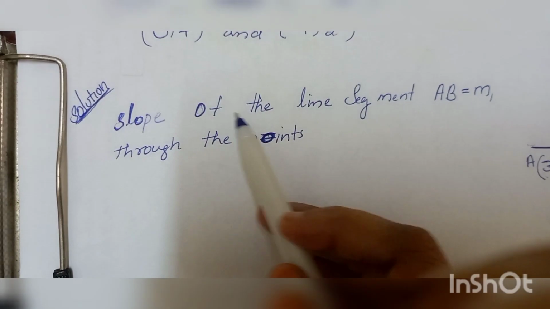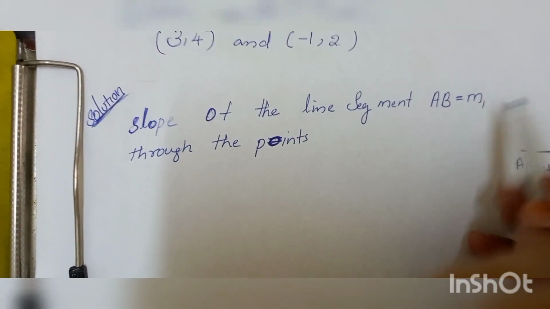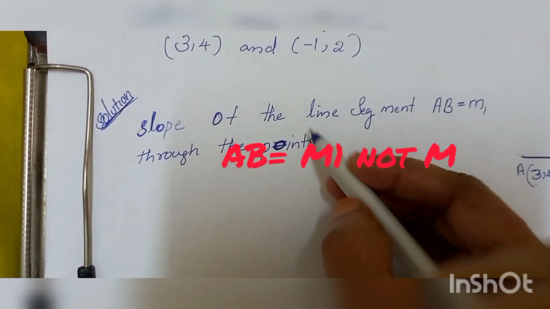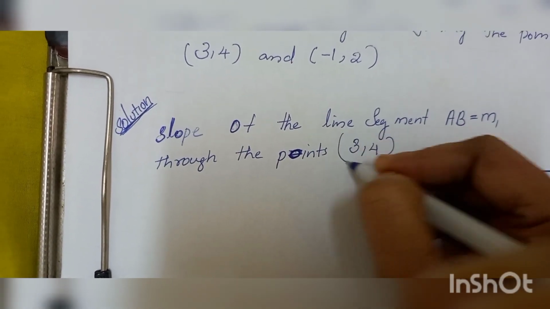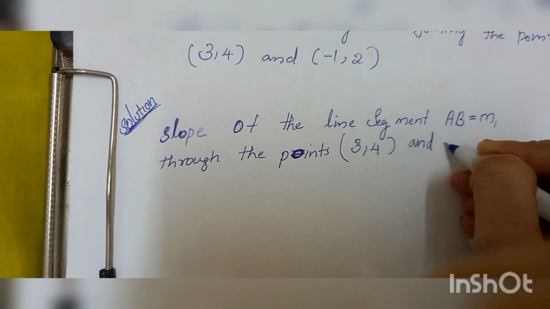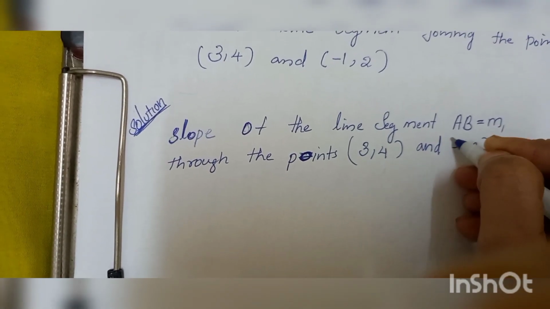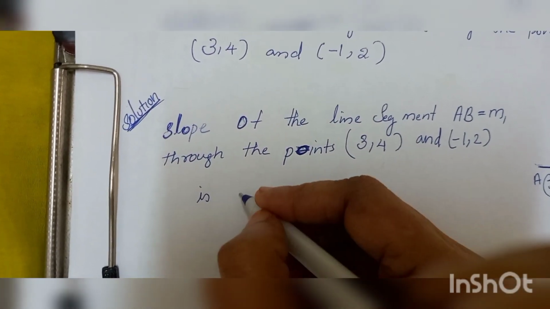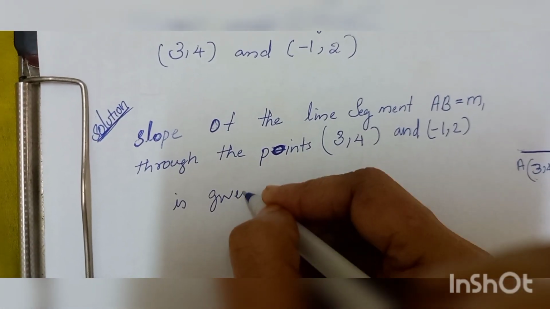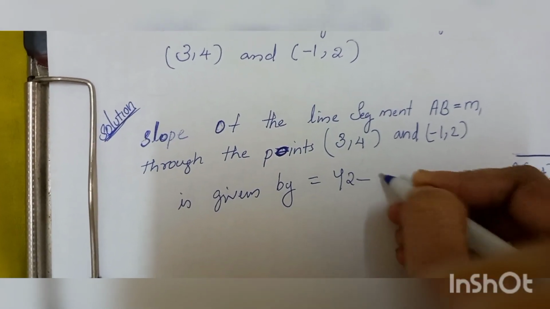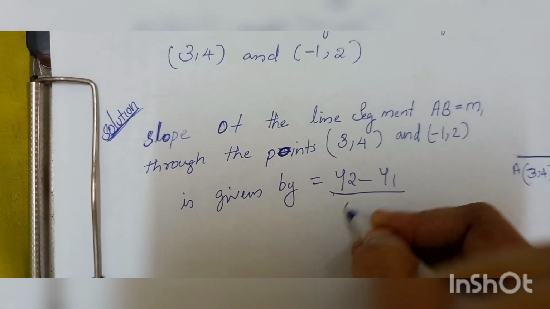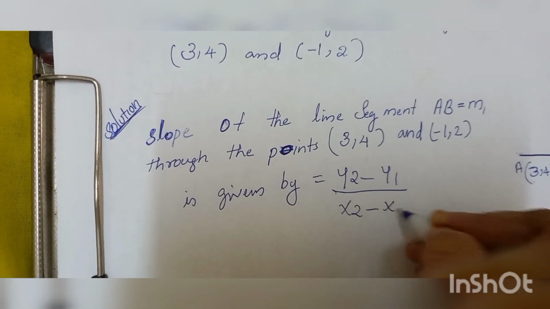This is the right bisector. The slope of the line segment AB, represented by M, through the points (3, 4) and (-1, 2), is given by y2 minus y1, all divided by x2 minus x1.